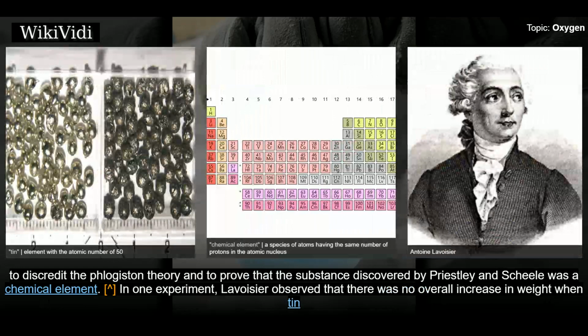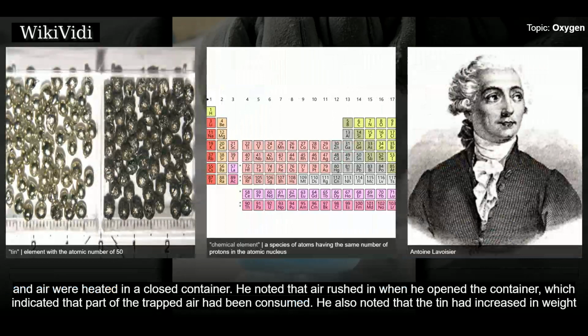In one experiment, Lavoisier observed that there was no overall increase in weight when tin and air were heated in a closed container.